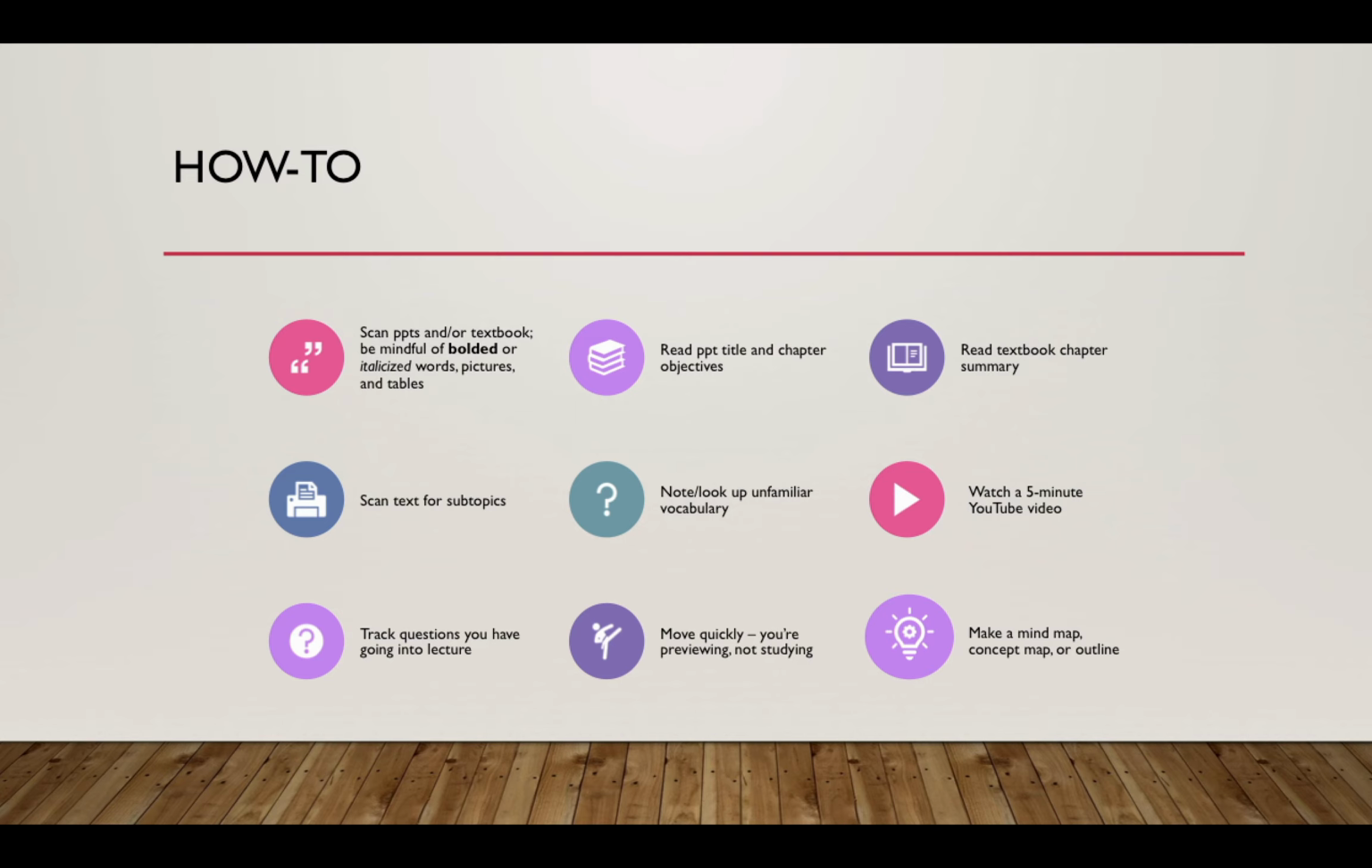And if you don't want to read or watch a video, if that's too passive, you want to do something more active, you can make something. You can make a mind map, concept map, or an outline based on the rough subtopics that will be covered.